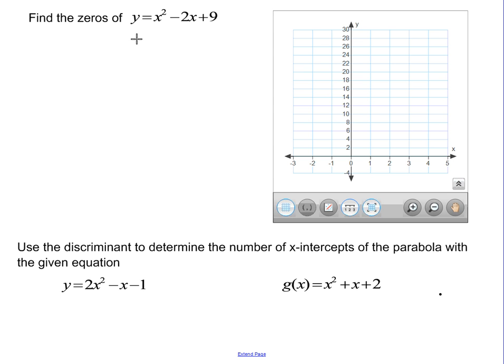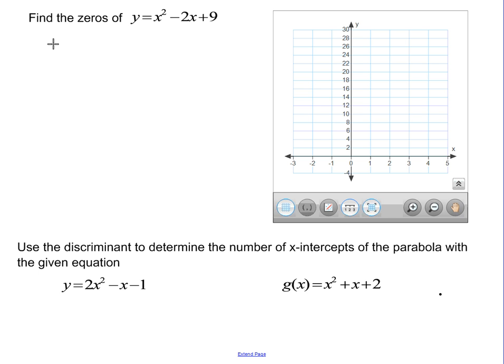Okay, one last set of examples right here to help us out in dealing with these functions that involve properties of quadratic functions. In this case, let's do it again. We're asked to find the zeros of y equals x squared minus 2x plus 9, and let's put it in the context of the graph this time so we can see what's going on.